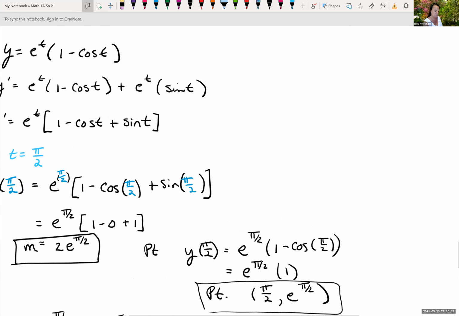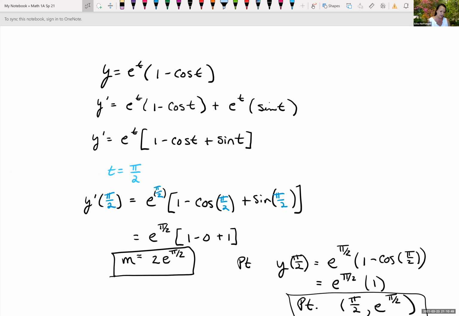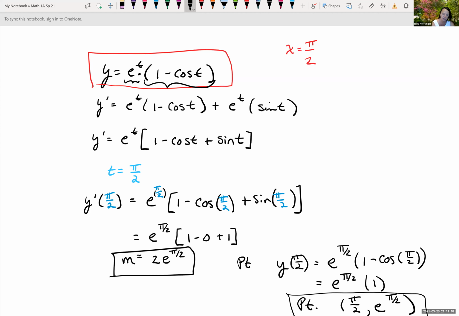So here we are given that y is equal to e to the t all times that quantity 1 minus cosine of t. And we're given that we're looking at t is equal to pi halves, and I put pi fourths there. So first thing we want to do is find the equation of the tangent line at that value. So we wanted to find the derivative. Taking the derivative, notice that we need to use the product rule. So our first function we're going to treat as e to the t, and our second function we're going to treat as that quantity 1 minus cosine of t.